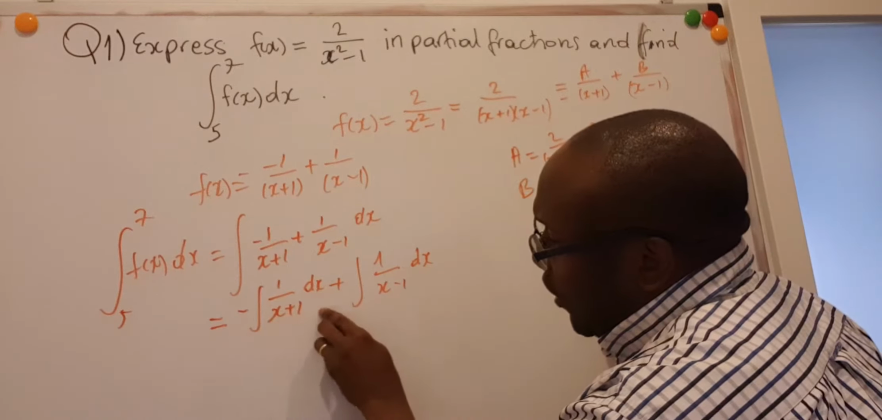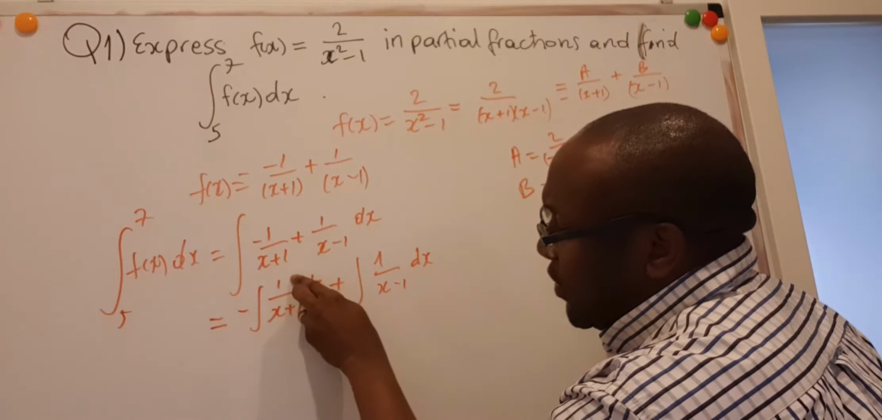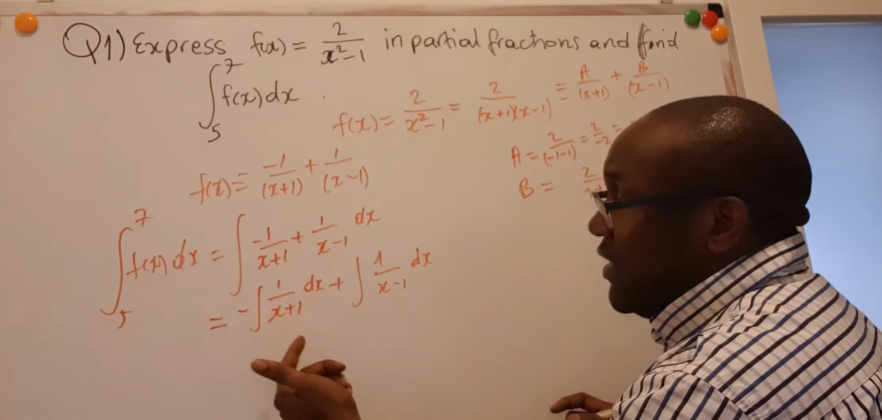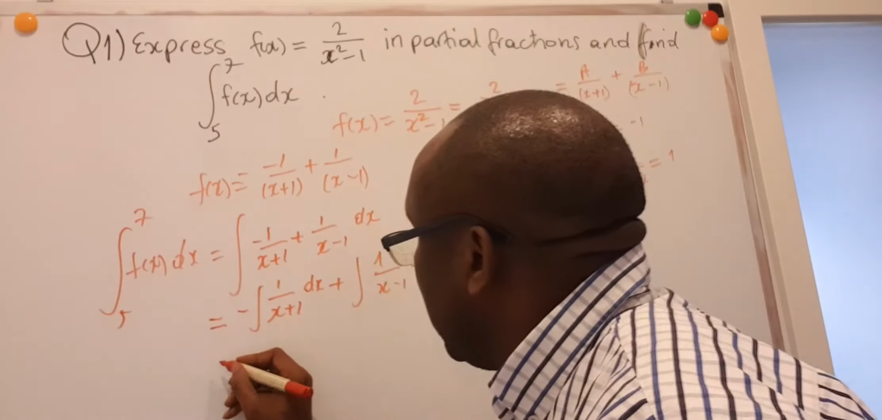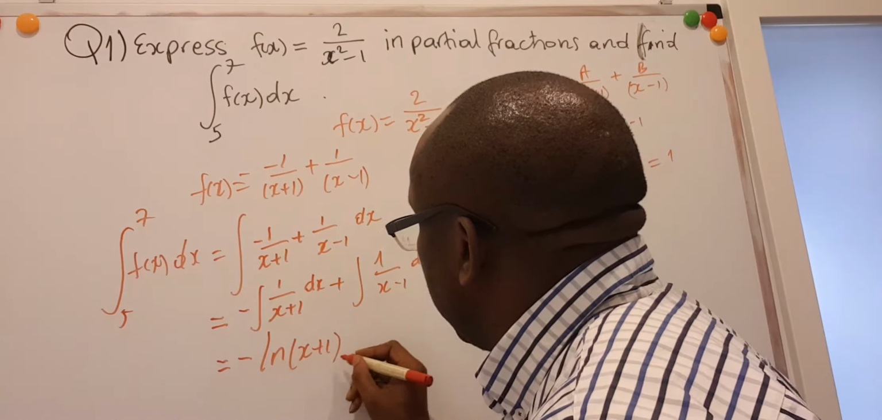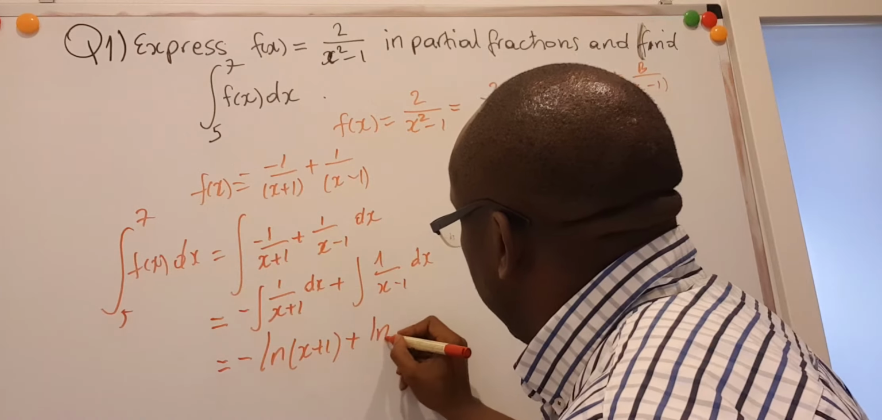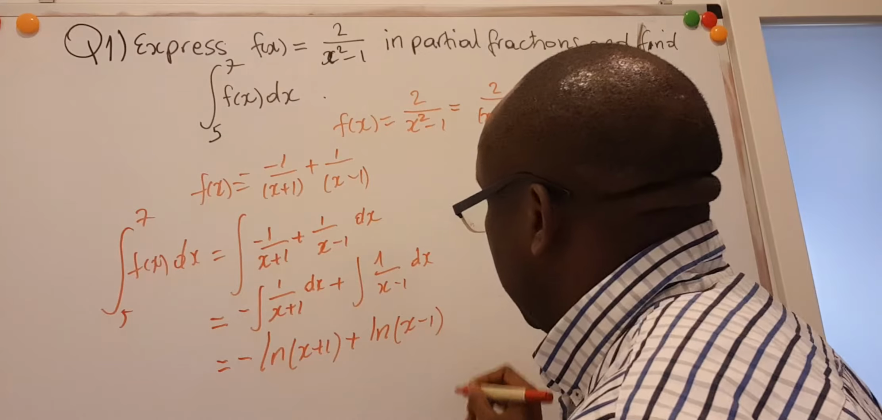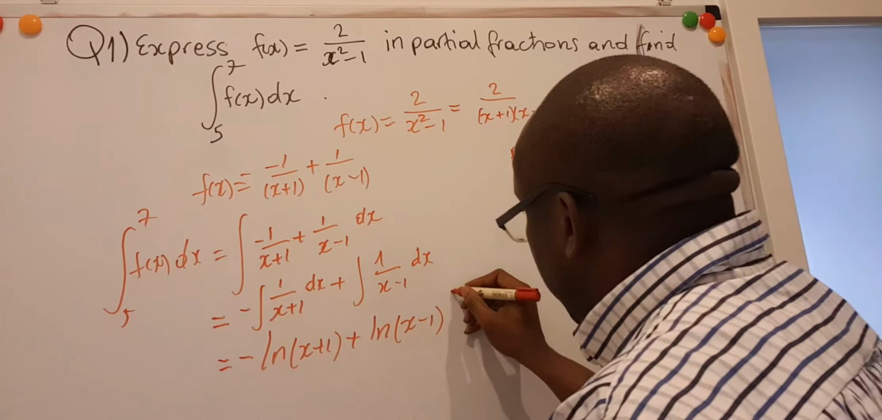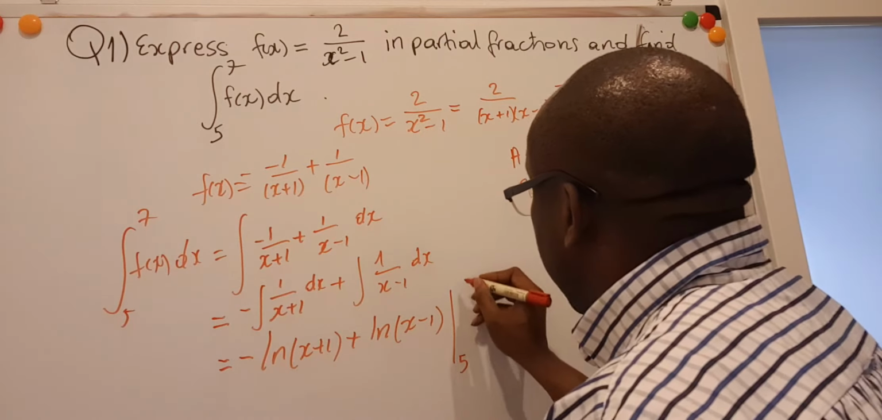Recognize that if you differentiate the denominator here, you get 1, and that corresponds to the numerator. If you differentiate the denominator, you get 1, which corresponds to the numerator. That means the integral is simply the natural log of the denominator. So this is minus the ln of x plus 1 plus the ln of x minus 1. Because this is a definite integral, I don't need to put a constant. It's not useful. So I could just say that to go from 5 to 7.